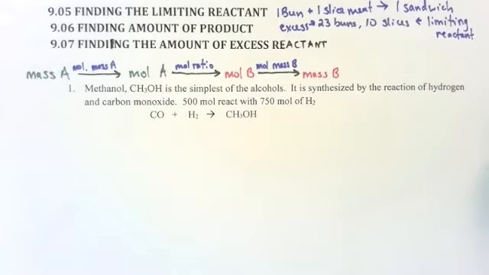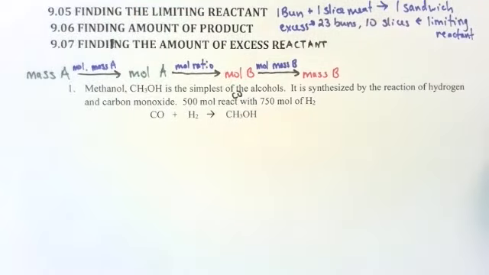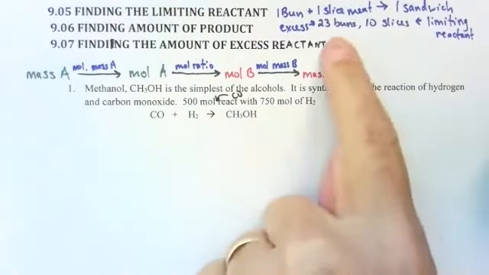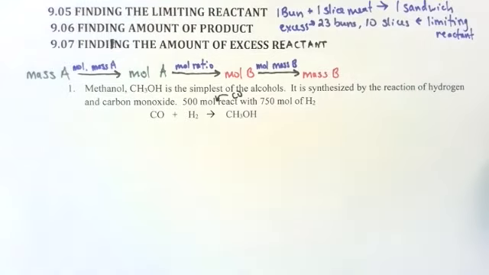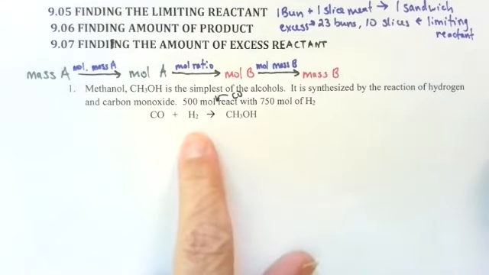All right, I have methanol, CH3OH, the simplest of alcohols. It is synthesized by the reaction of hydrogen and carbon monoxide. 500 moles of carbon monoxide, CO, react with 750 moles of H2. That's the same thing as saying if I've got 23 buns and 10 slices, but now I'm doing it in moles. I have 500 moles of this, and I have 750 moles of this.